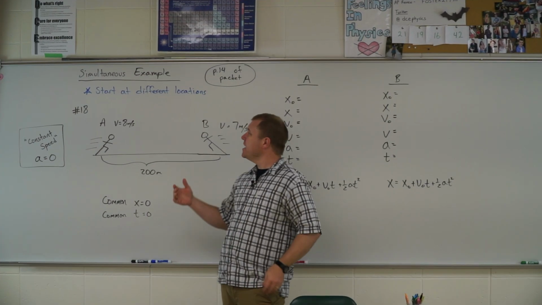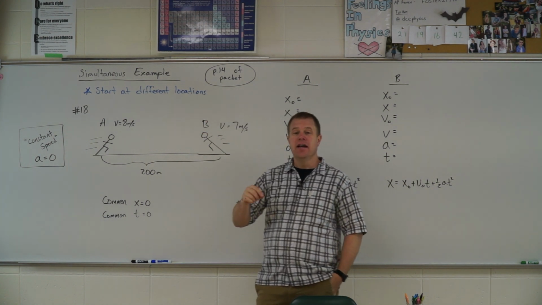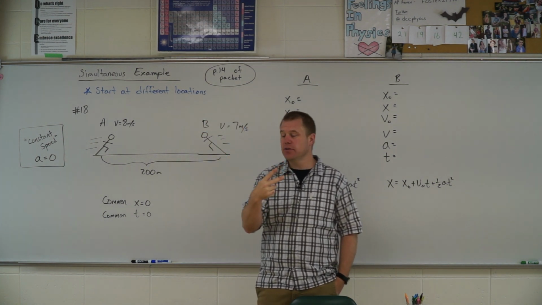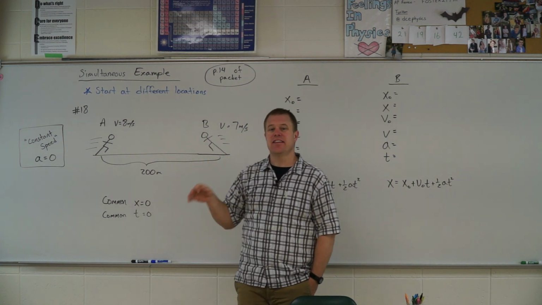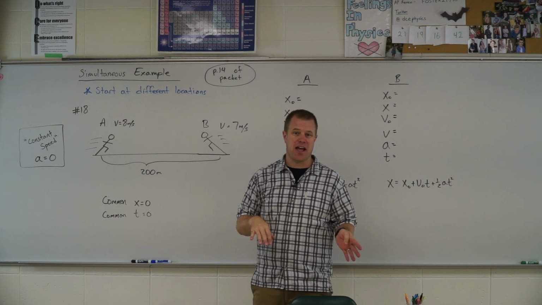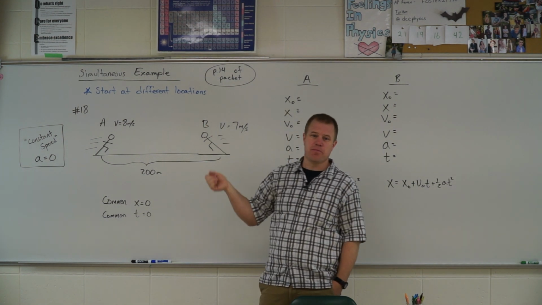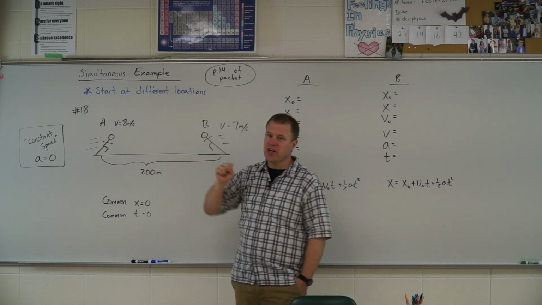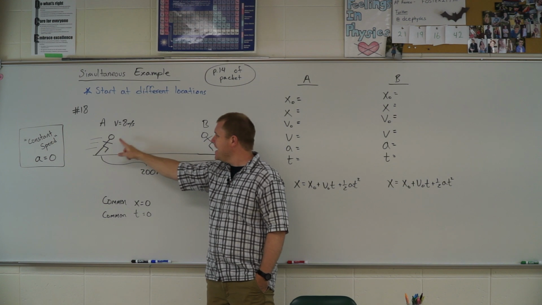All right, we're looking at the simultaneously example number 18 on page 14 of the packet. Now there's two types of examples I really want to show you here. One of them is they start at different locations and the other one is they start at different times. And we're going to see how those two work. So this one's the different location. So in your packet, a good thing to do, put a little star there and say starts in a different location. All right, so I have runner A and runner B.